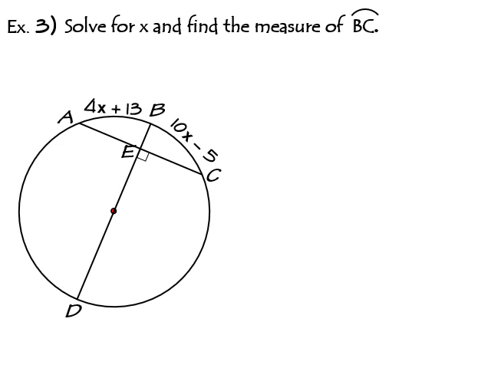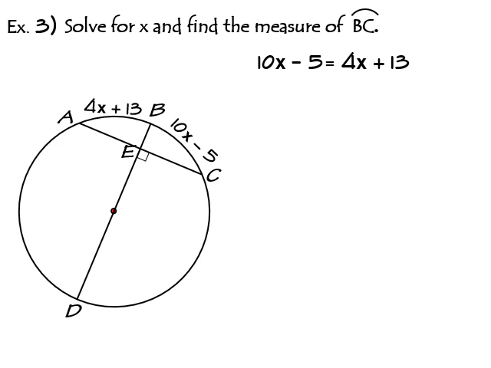Now let's apply it again to example number 3. This time, it's referring to arcs. So it says solve for x and find the measure of arc BC. Again, let's take a look at our figure, and you see that here this diameter BD cuts this arc into 2 equal parts. So we can say that these two are equal again. So 10x minus 5 is equal to 4x plus 13.